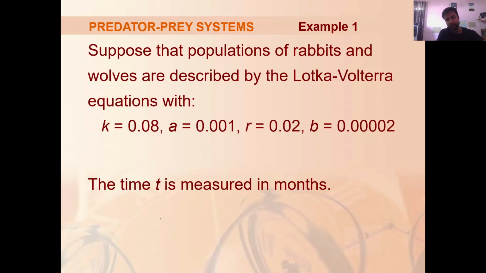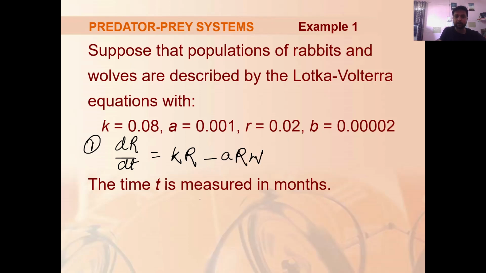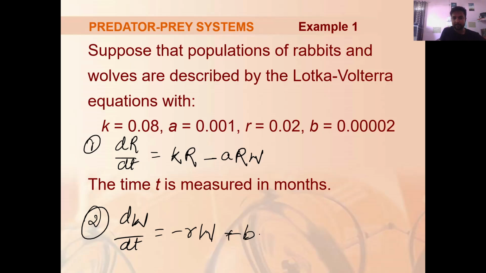I'm just writing the equations again so that you will be able to put the values in the equation by yourself. The first equation was dR/dt, the rate of change of rabbit with respect to time, equal to kR minus aRW, declining due to the interaction. Another equation was dW/dt, the rate of change of the wolf population with respect to time, given by minus rW, sorry, this was plus bRW. Here b, r, k and a are positive constants, and now we just need to put the values here. We can put the values and we can get the solution.